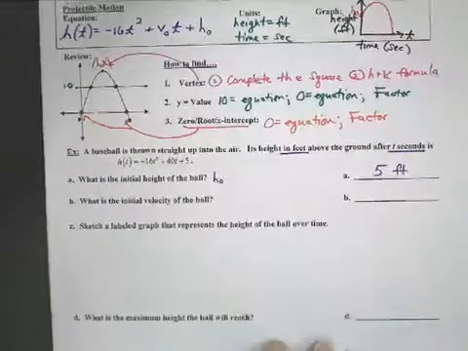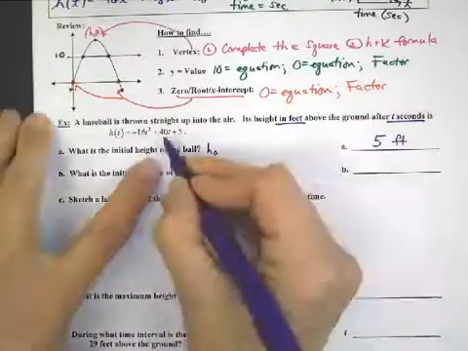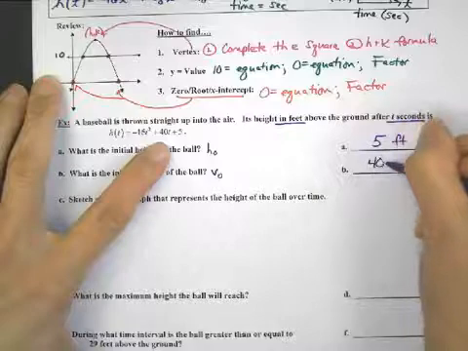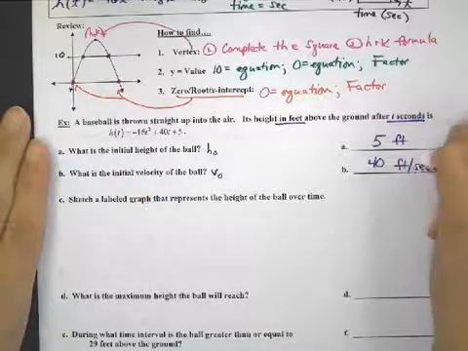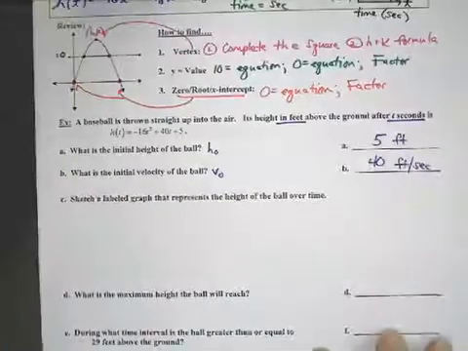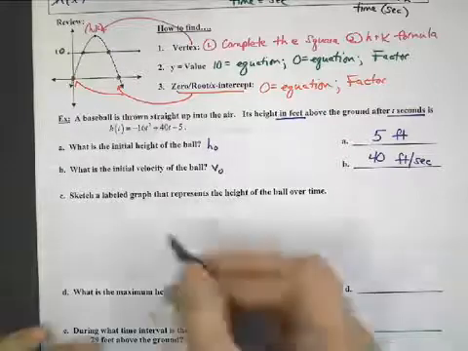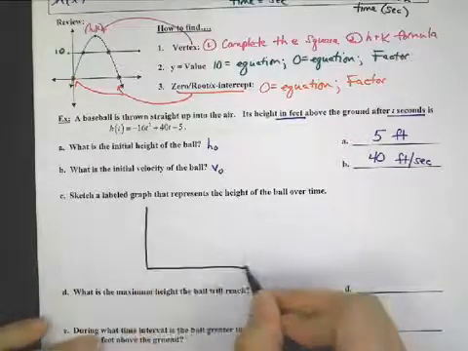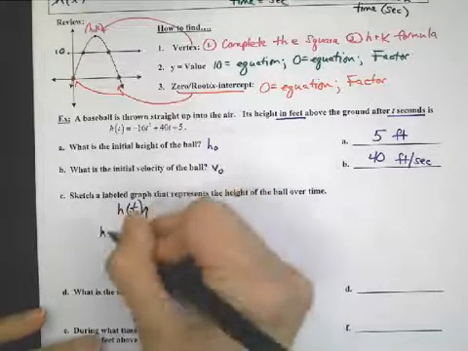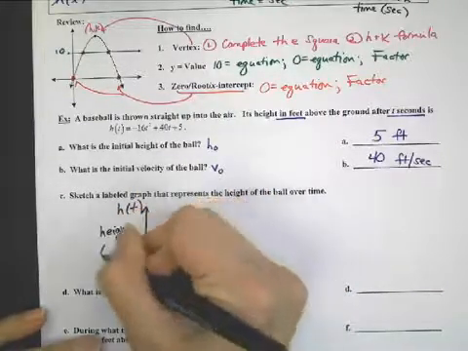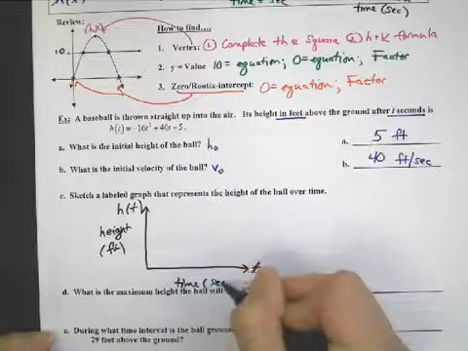These first couple questions here are going to be really fast. What's the initial velocity? What's the v naught? 40. Let's say some units here, 40 feet per second. Okay, sketch a labeled graph that represents the height of this ball over time. So if we take a look, we've got 2 axes. We've got the t and the h of t. This stands for height in terms of feet. This stands for time in terms of seconds.